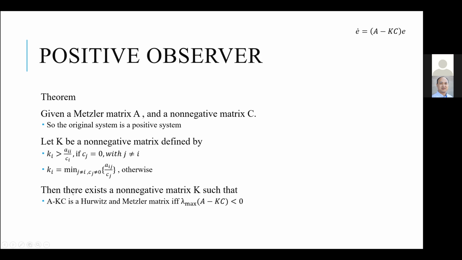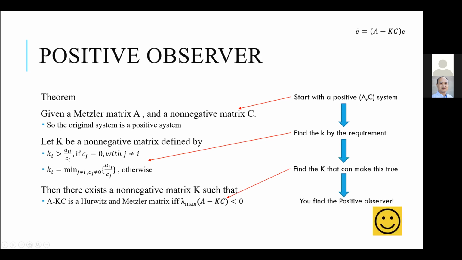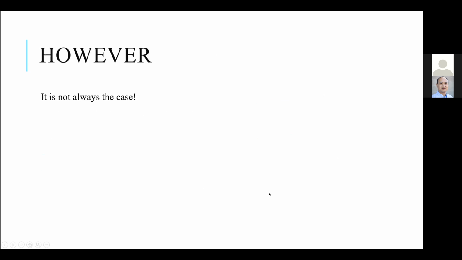And then you just check if there's a K that can make lambda less than 0. If lambda is less than 0, that means the error function is asymptotically stable, so you can have a very good estimate of the original state. So you start with positivity and go find the K, and then you find the entire K that can make this true. If you can find the positive observer, you found the K, you got the positive observer and your job is done. That's easy.